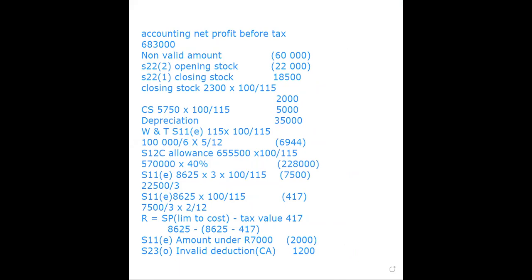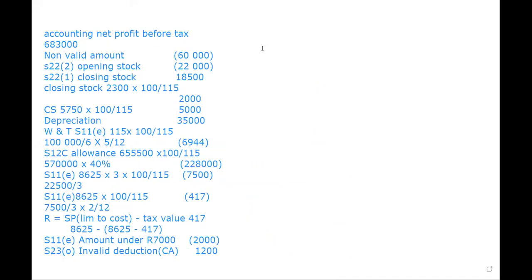So I'm going to have to continue on this side, you know, for AR. So anyway, let us continue. The invalid deduction, which was a corrupt activity, we added back the 1,200 rand because it was an invalid deduction. So now let's continue with the scenario.